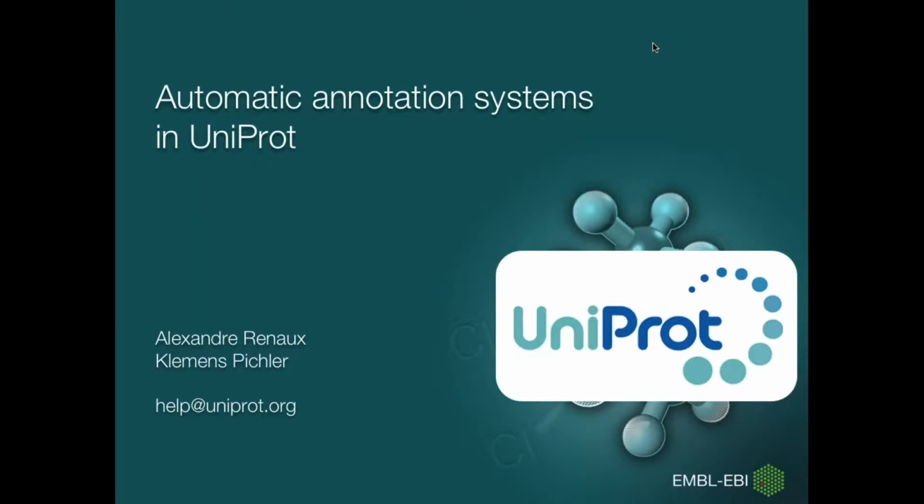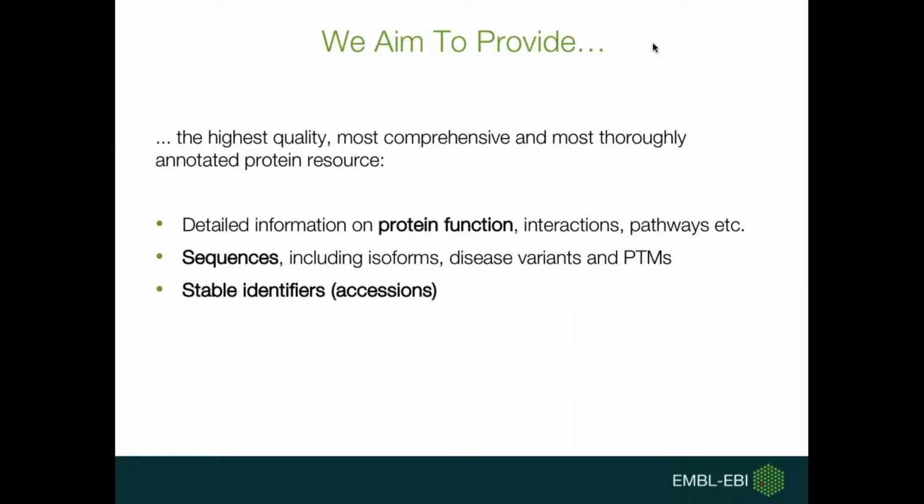In order to start talking about automatic annotation systems, we first have to set the stage a little bit by talking about what UniProt actually is. UniProt aims to provide the highest quality, most comprehensive, and most thoroughly annotated protein resource. As such, we include detailed information about protein function, interactions, pathways, all aspects of a protein, really. We also obviously provide the sequences, including any isoforms of a protein, known disease variants, and post-translational modifications.